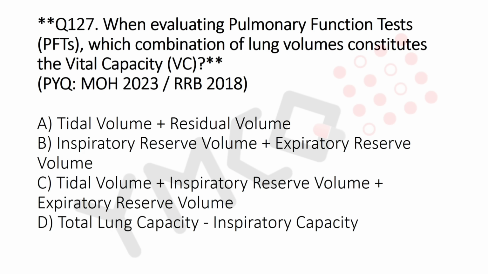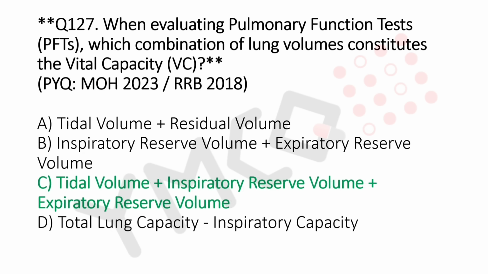And the answer is option C, tidal volume plus inspiratory reserve volume plus expiratory reserve volume. Vital capacity is the absolute maximum amount of air you can breathe in and out. It includes your normal breath, plus the extra you can force in, IRV, plus the extra you can force out, ERV. It does not include the residual volume, which stays trapped in the lungs.